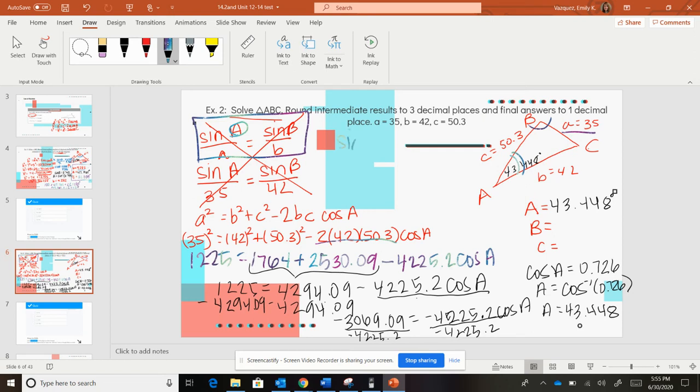So sine of A, again, was 43.448 degrees. Lowercase a, what it corresponds to, is 35. And on the right-hand side, we're going to use B. So sine of capital B over 42. I'm going to go ahead and multiply both sides by 42 so that it goes away here. And then I'm going to plug all of this into my calculator.